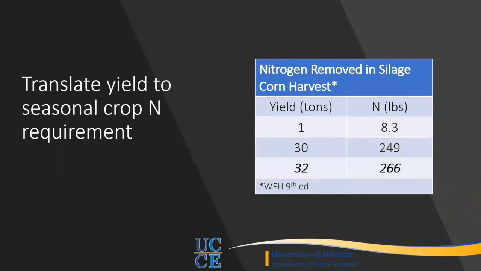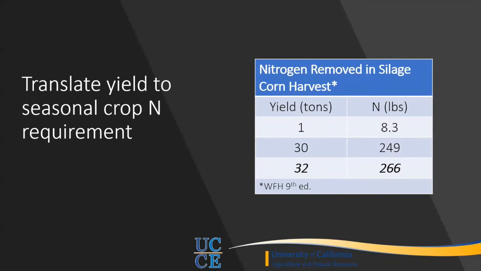So in this example, we're using another resource that I'm just now introducing that comes from the Western Plant Health Association. I have a published edition of the Western Fertilizer Handbook. Currently, they're in their 9th edition. So this fertilizer factor for nitrogen, for instance, for silage corn, comes from that resource. You can see in the table that I presented here that for every ton of yield of silage corn, we would expect the harvest to remove 8.3 pounds of nitrogen.